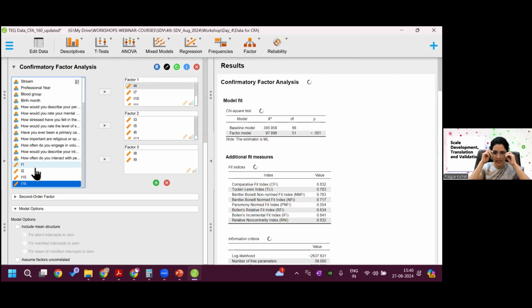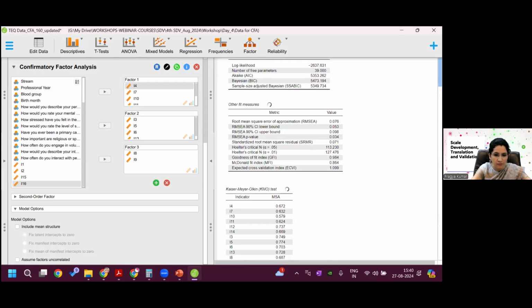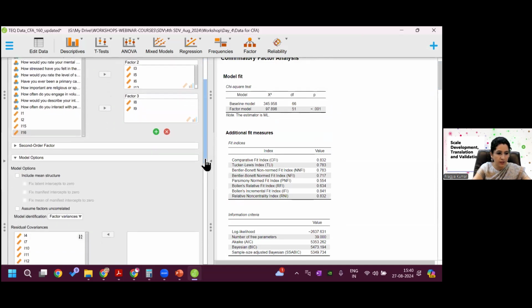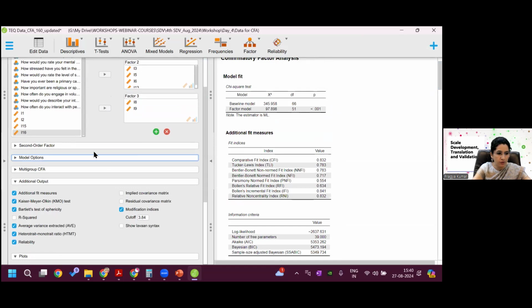It takes some time. You can wait, and then it will appear. Okay, so we'll start one by one. If you see this, you don't have to do anything in this second order factor. You don't have to do anything right now in the model option. You only go to this additional output.